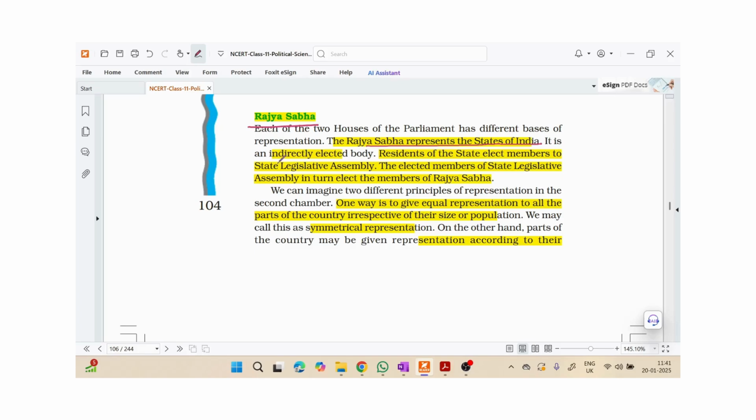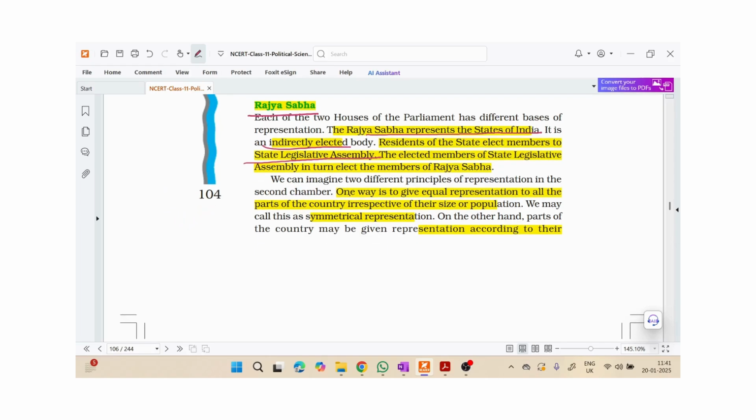Then the members of Rajya Sabha, they are indirectly elected by members of State Legislative Assembly, and they are elected via an indirect method called proportional representation by single transferable vote. फिर हम बात करते हैं the different principles of representation in the second chamber, that is in the Council of States. So one way is to give equal representation to all the parts of a country irrespective of their size or population, which is called symmetrical representation.